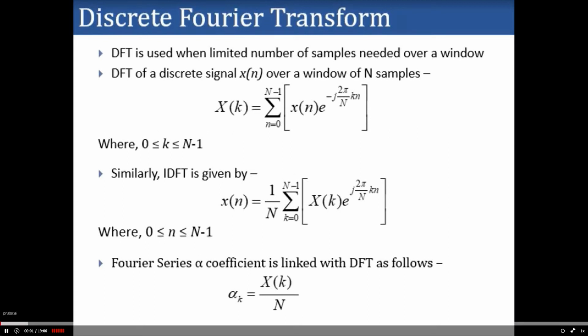In the last video, we discussed the Fourier transform. We saw the expression for the discrete Fourier transform, and we also saw the inverse discrete Fourier transform. We also established the relationship between the Fourier series coefficient alpha and its linkage with the discrete Fourier transform. And we saw how alpha k is related to the discrete Fourier transform.